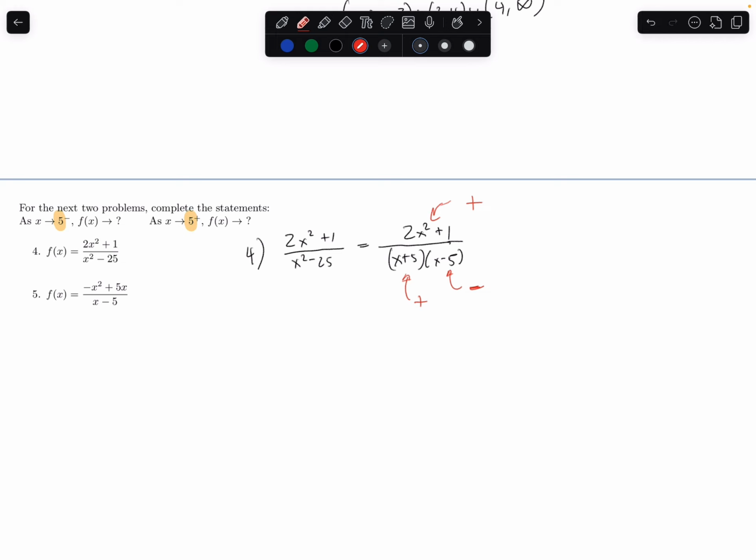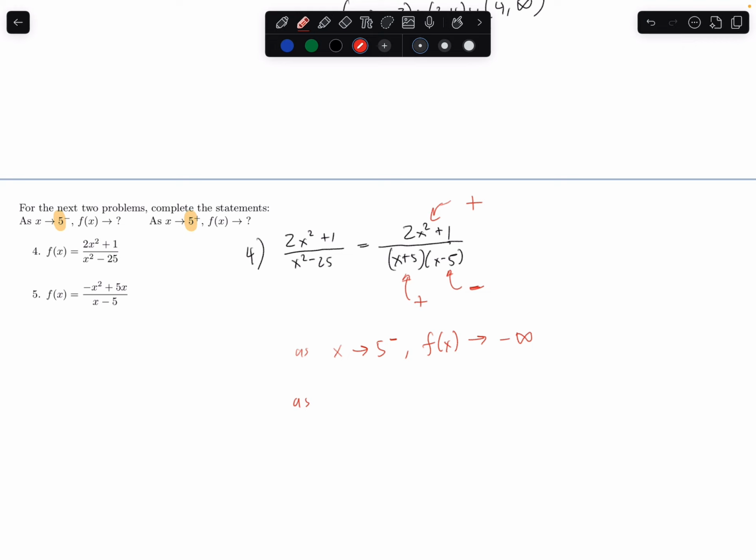So let's complete the statement. As x goes to 5 from the left side, f of x goes to negative infinity. You can also try graphing it to see what happens, and that's another option, but we'll get to graphing later in this section.